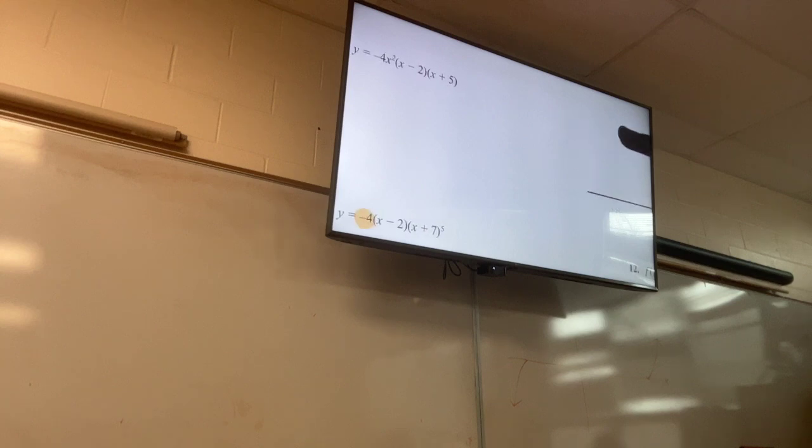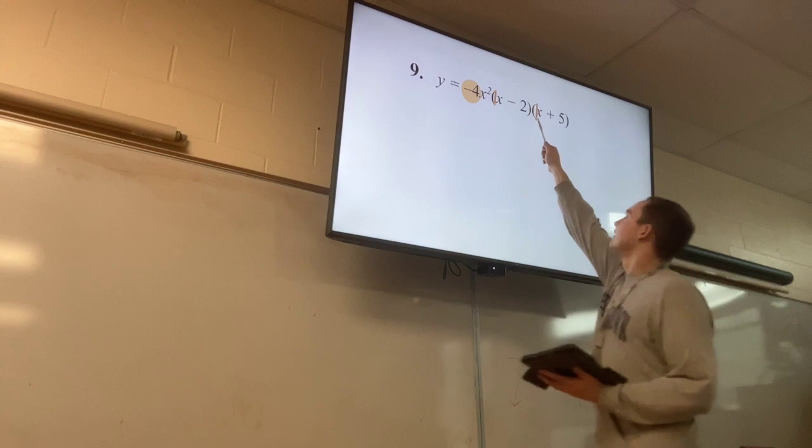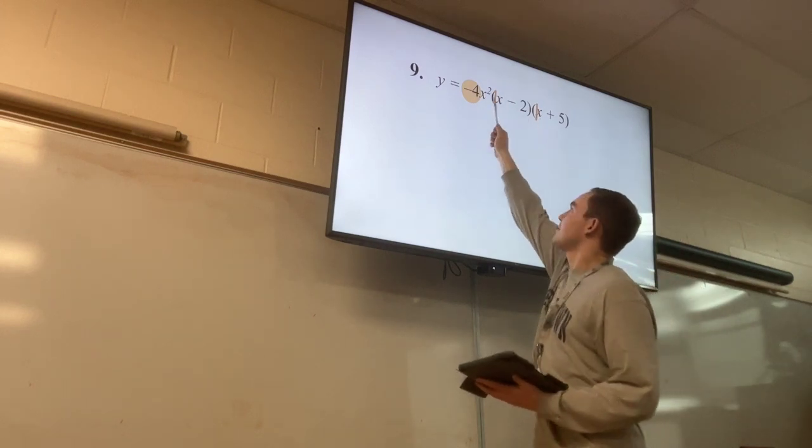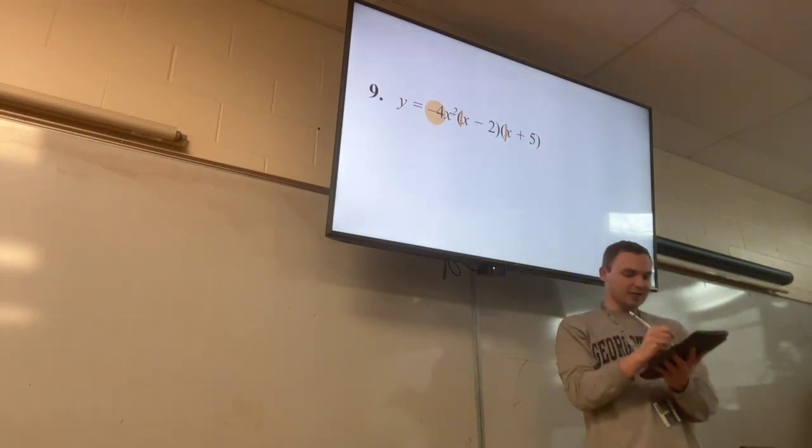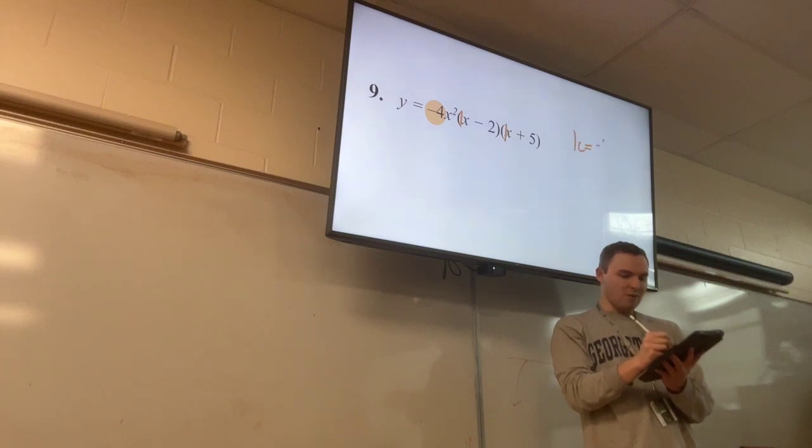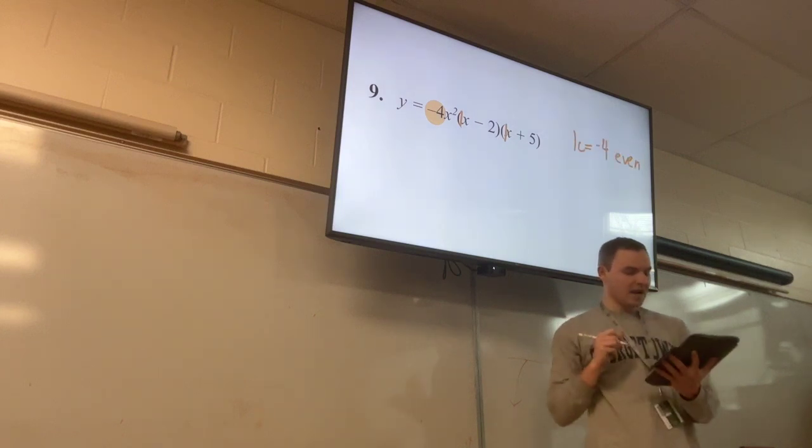What's the lead coefficient here? The lead coefficient is going to be that number that's out the front here. A better way of explaining this: the lead coefficient is that -4, and there's technically a 1 here. Everywhere you see an x, take the number in front of it, multiply them all together, that's your lead coefficient. So your LC is going to be -4, which is even.